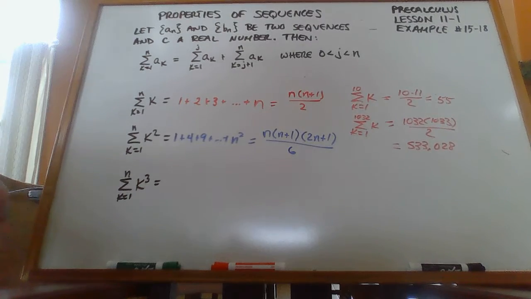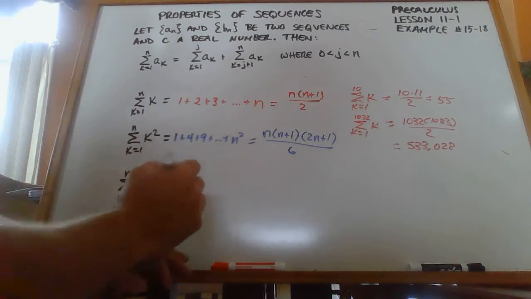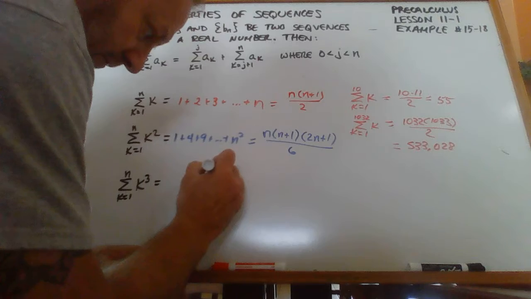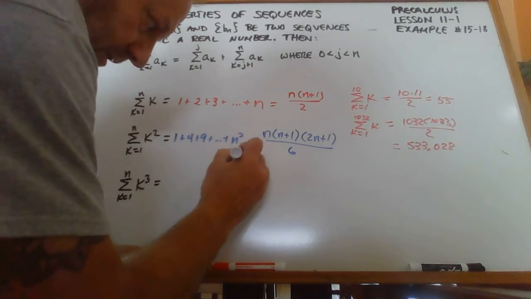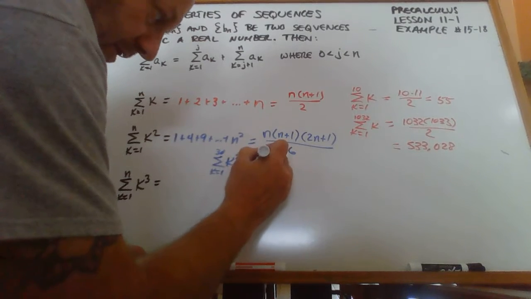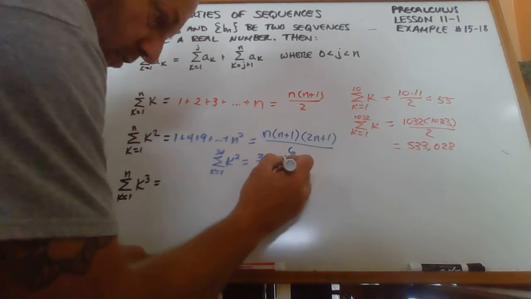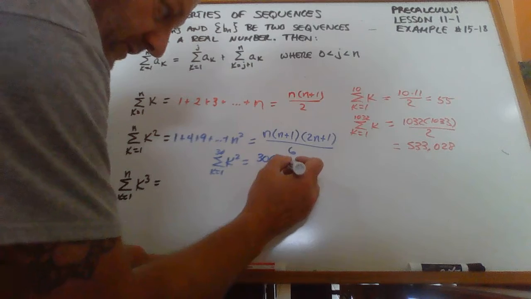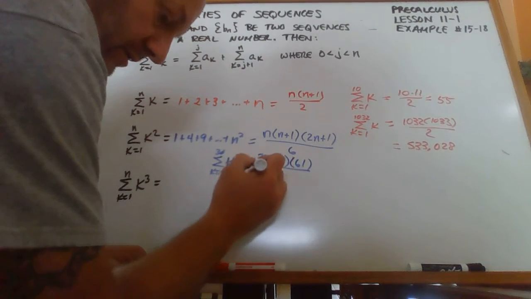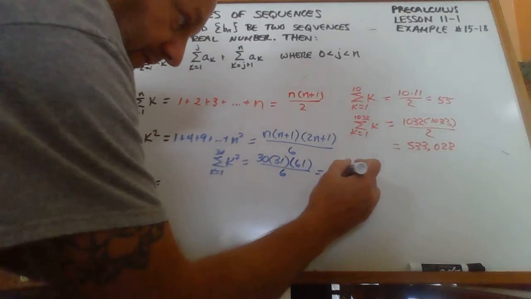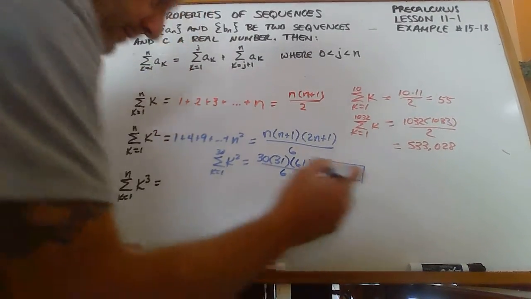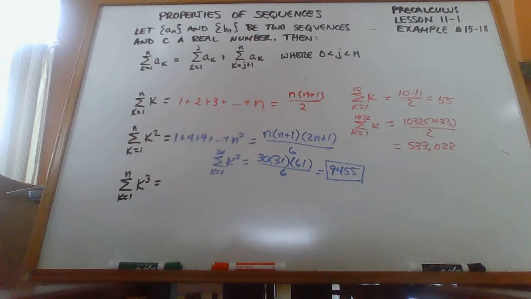Okay, so if I wanted the sum from k equals 1 to 30 of the k squareds, that would be 30 times 31 times 61 divided by 6, which would come out to be 9,455. And I'd be done with that one.